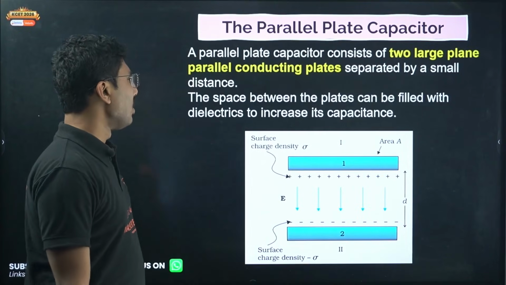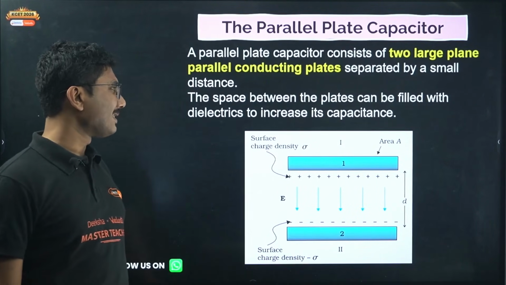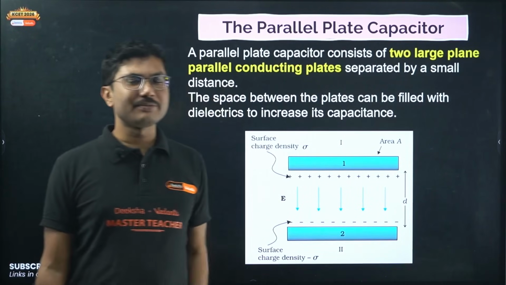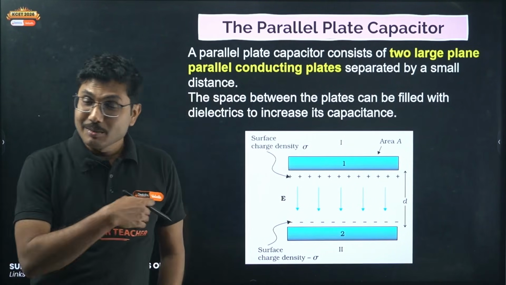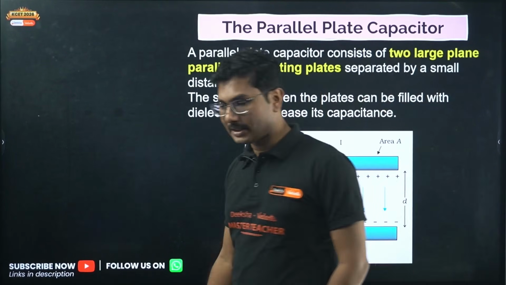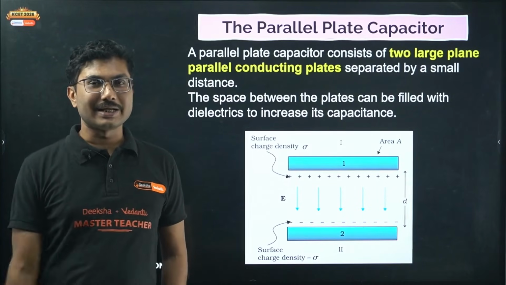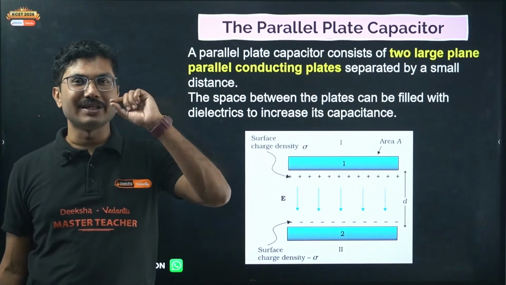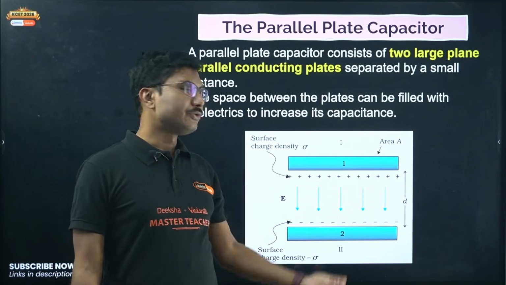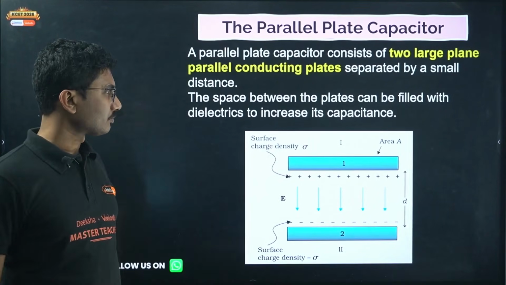Now the space between the plates can be filled with dielectrics to increase its capacitance. Dielectrics can be polar and non-polar. Mica sheet, for example, is a very good medium that is used inside a capacitor. Mica sheets are very thin layers of insulating medium, so they are used inside capacitors to insulate the plates.